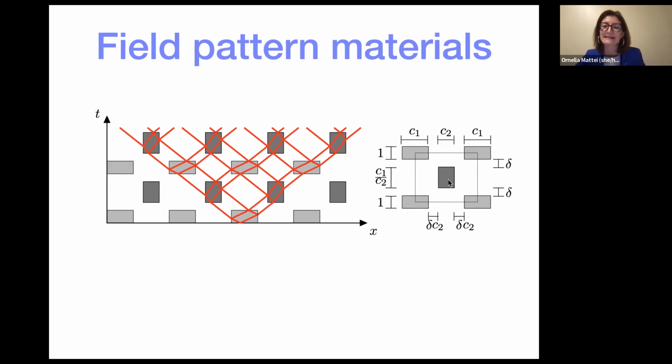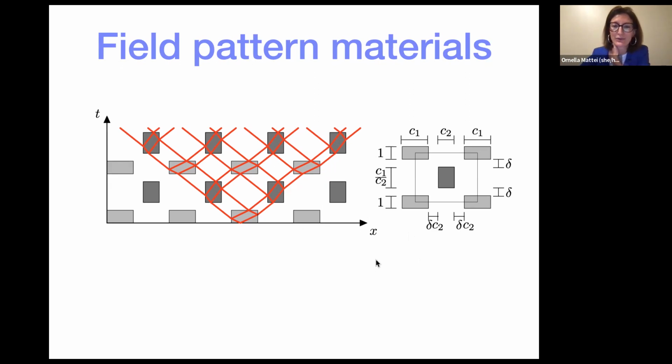Specifically, the wave speed in the dark gray material has to be C1 squared over C2, which is still a restrictive assumption, but not as restrictive as saying that all the wave speeds have to be equal to each other. Here, you still have a lot of freedom in the choice of C1 and C2. So let's see what happens here.